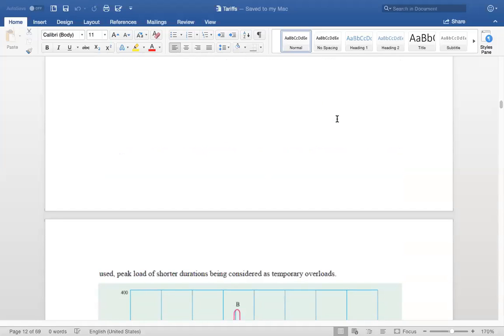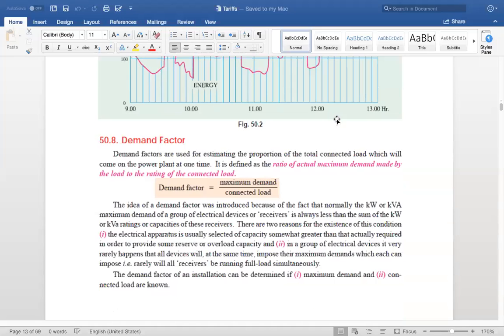Well, you can go and read all of this. Let's look at the demand factor. It is defined as the ratio of the actual maximum demand made by the load to the rating of the connected load. So the demand factor is equal to the maximum demand divided by the connected load.